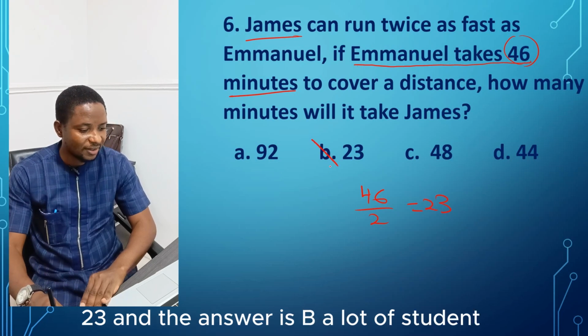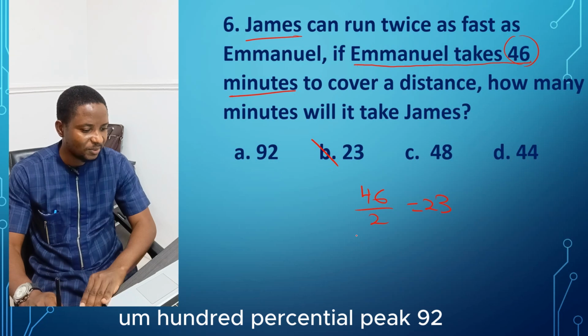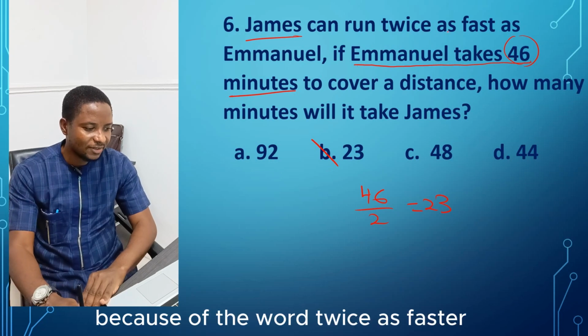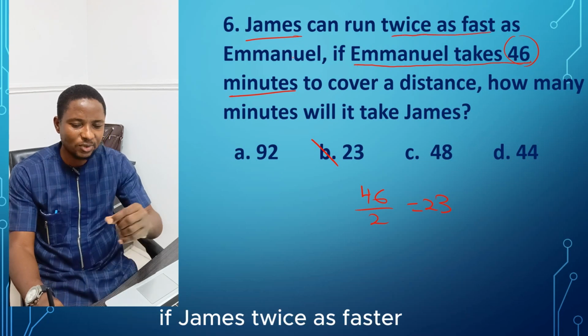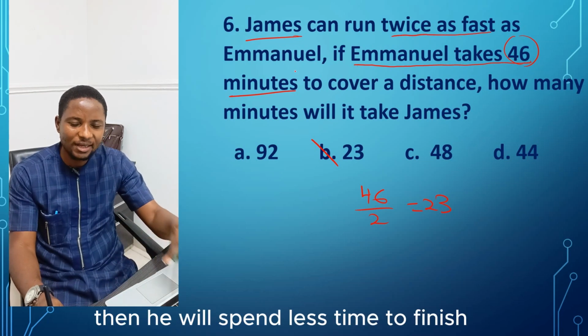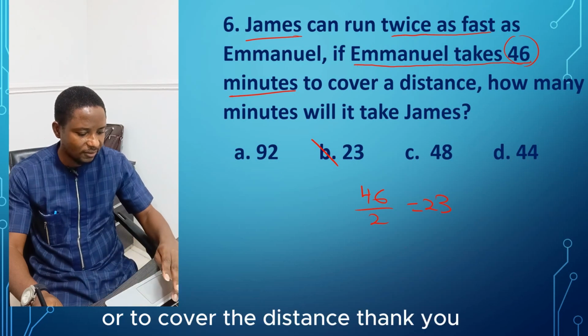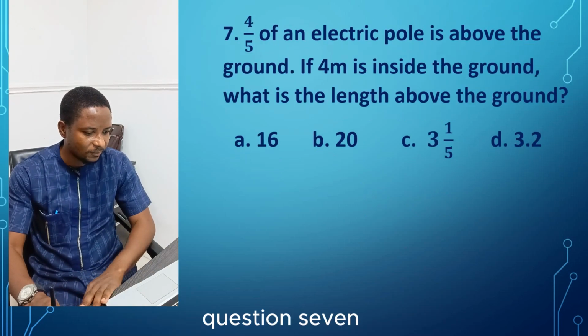A lot of students, I'm 100% sure, will pick 92 because of the words twice as fast. If James is twice as fast, then he will spend less time to cover the distance. Question 7.